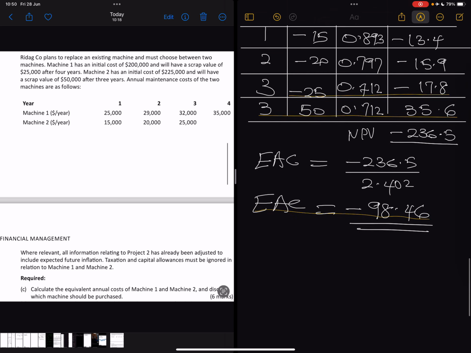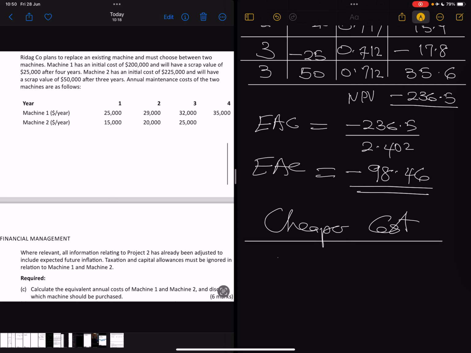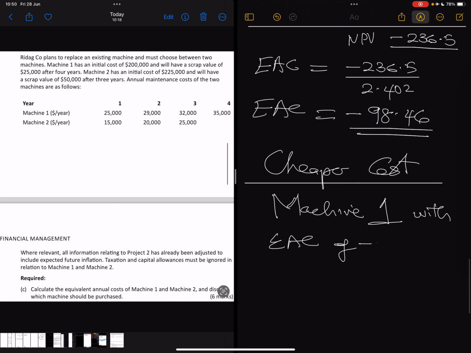The question is, which machine are you going for? It's a no-brainer. We have said our decision is that the cheaper cost is the asset we're going for. And the asset that gives us the cheaper cost is machine 1, with an equivalent annual cost of 90.4. And that is it for asset replacement. It's as simple as that.